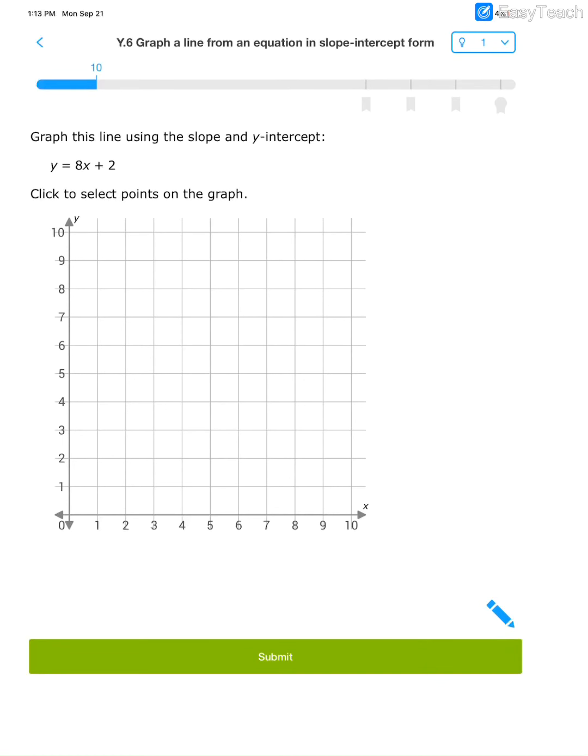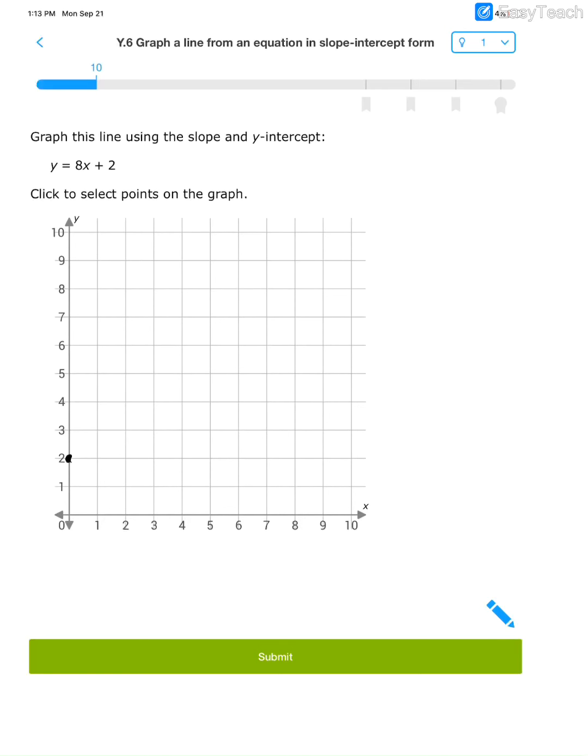Okay, so we are looking at this graph and it says y equals 8x plus 2. On Desmos, you're going to click the first point and the second point and it'll make a line. For example, we can go to this plus 2 and that's where I'd put my first point because that's my starting point.